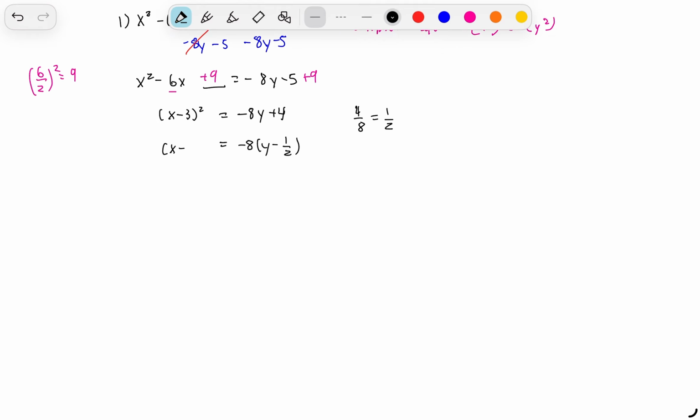Now we have our final standard form. x minus 3 squared is equal to -8, y minus 1/2. So that is our 4p.